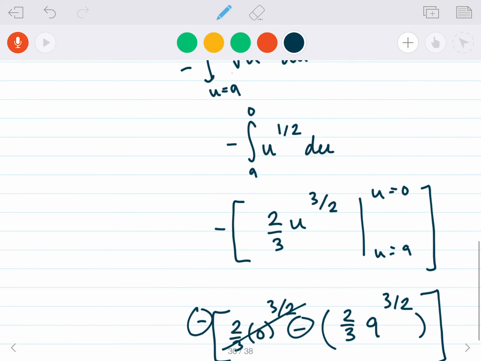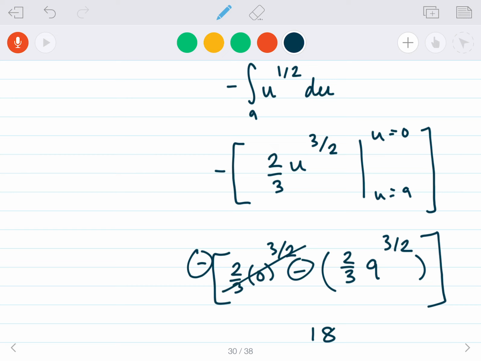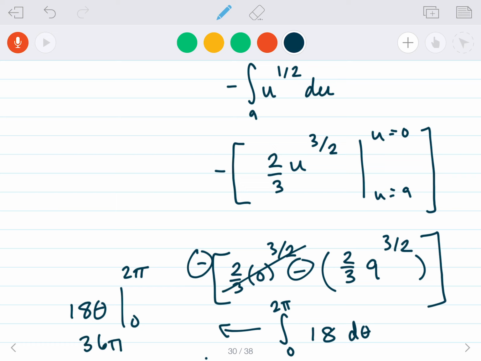Okay, so I integrated with respect to r, so let's go ahead and do our last thing, which is with respect to theta. So I'm going from 0 to 2 pi, and this is d theta. So this is pretty straightforward. With respect to theta, this just becomes 18 theta, and I'm going from 0 to 2 pi. And yeah, so if I plug in 2 pi, I'm going to get 36 pi minus 0, so this is our answer here. This is the volume of that sphere.